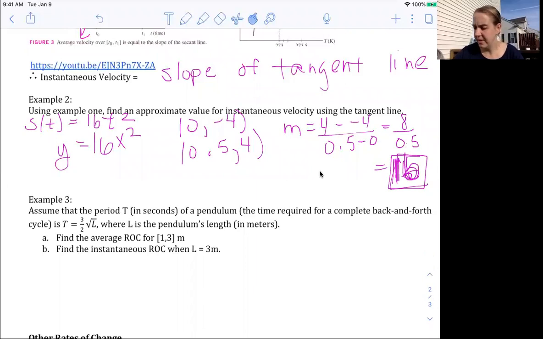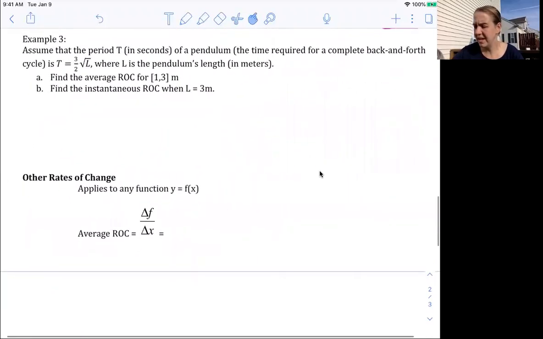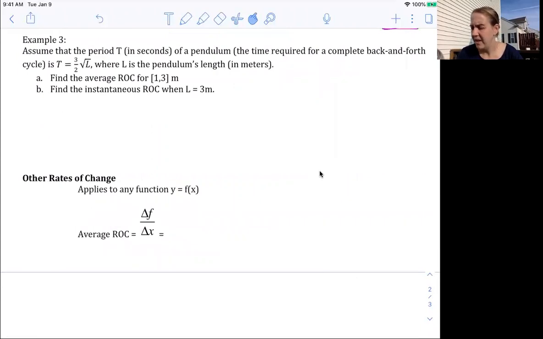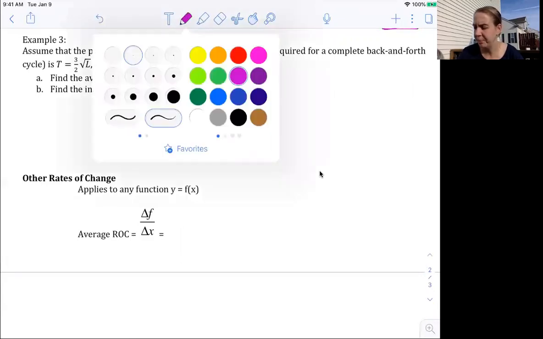All right, here we go, example 3. Assume that the period in seconds, that's a capital T, of a pendulum, the time required for a complete back and forth cycle, is T = 3/2 root L, where L is the pendulum's length in meters. Find the average rate of change for 1 to 3 meters, and then find the instantaneous rate of change when L is equal to 0.3. So this is the same idea as the Galileo problem. However, we have a different equation. So I don't want to see 16 in this one anywhere.